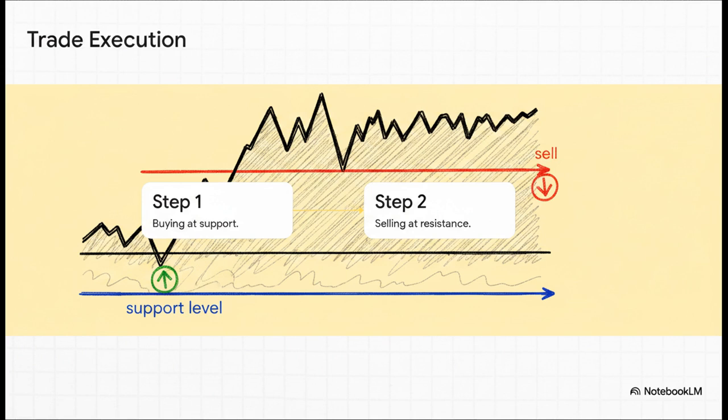Step 1: Buy at support. Remember that $50 floor? When the price drops into that zone, that's your signal to buy, because the structure tells us the price is highly likely to bounce back up. Step 2: Sell at resistance. When it rallies to that $100 ceiling, that's your signal to sell, because the structure tells us the price is likely to be pushed back down. You're literally just letting the geometry of the market dictate your moves.